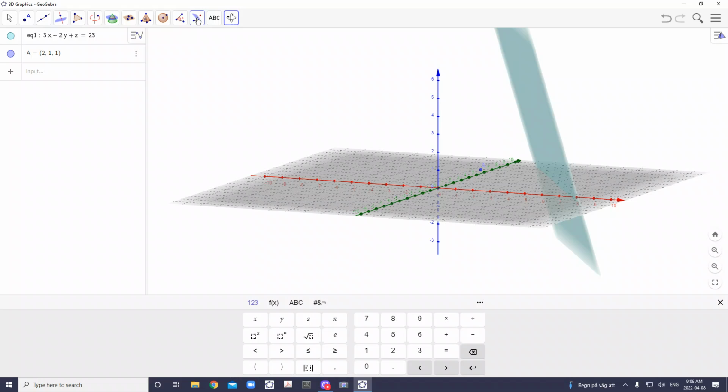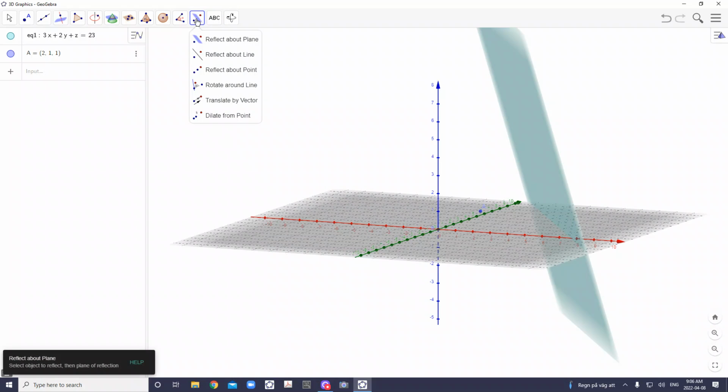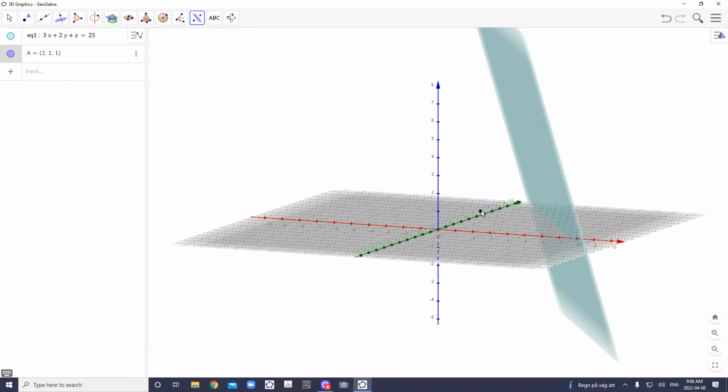You don't need to do anything. So you go here and reflect about plane, and then you choose your point and choose the plane. It gives you 853. So actually we did it correctly. So that was the answer we got, yes? So that is 8, 5, and 3.